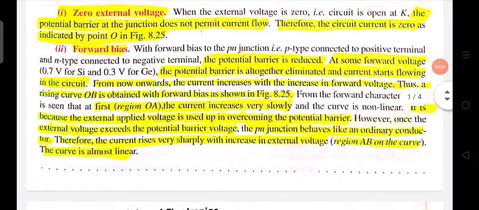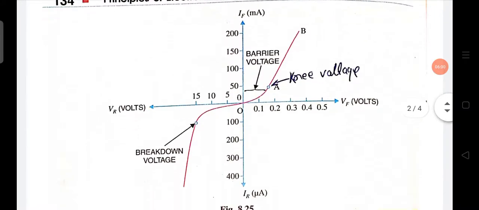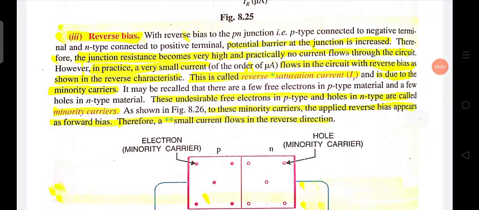Next, in reverse bias, the p side of the PN junction is connected to the negative terminal of the source, and the n side of the PN junction is connected to the positive end of the source. In reverse bias the potential barrier width is increased gradually. Here the potential barrier does not decrease, it increases gradually.